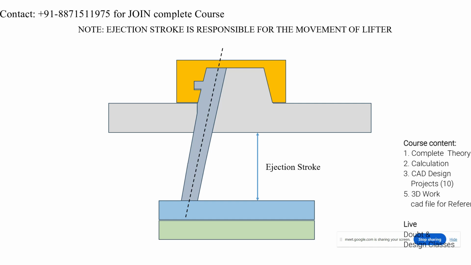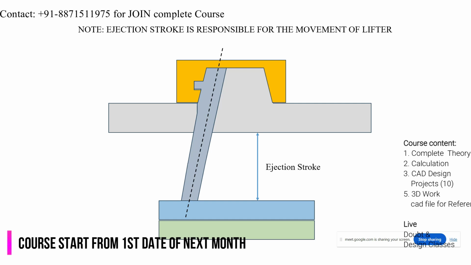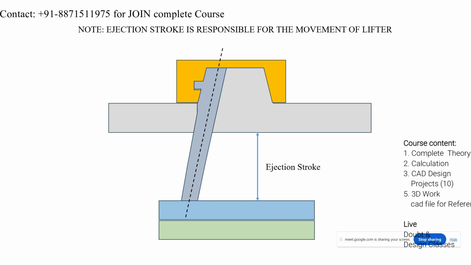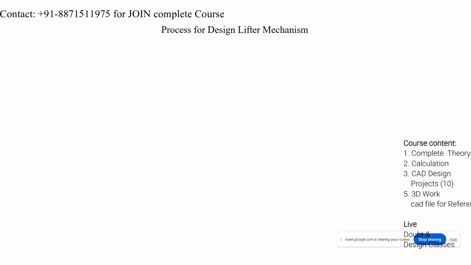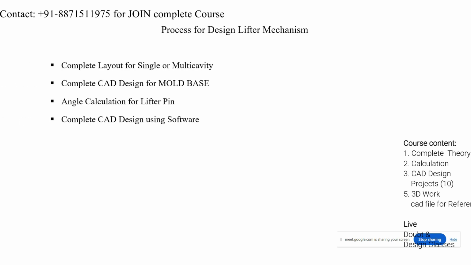So the ejection stroke we can find out by making the mold base. And we all know how to prepare the mold base, how to decide the length and width, how to decide the height of the mold. Depending upon that, we have to decide the ejection stroke, right? Now see the process of designing the lifter mechanism.